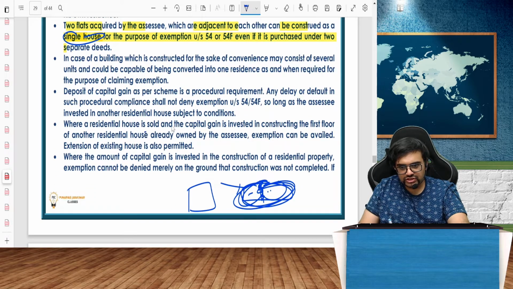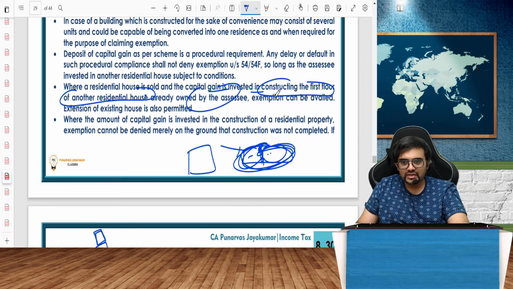Where a residential house is sold and capital gain is invested in constructing the first floor of another residential house already owned by the assessee, exemption can be availed. Extension of existing houses is also permitted. See how it is.